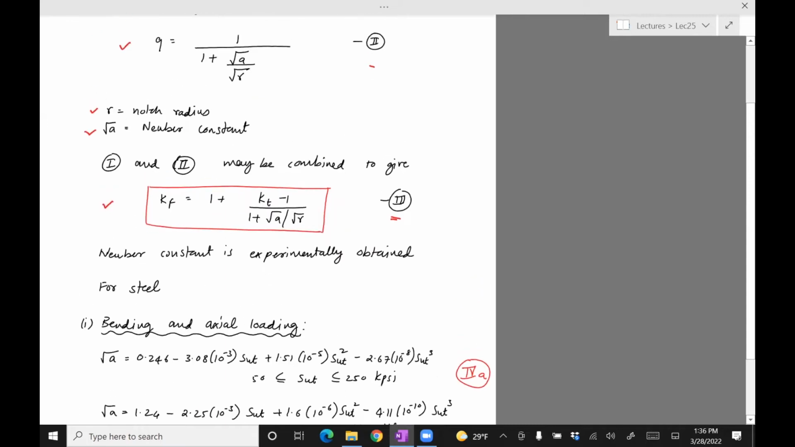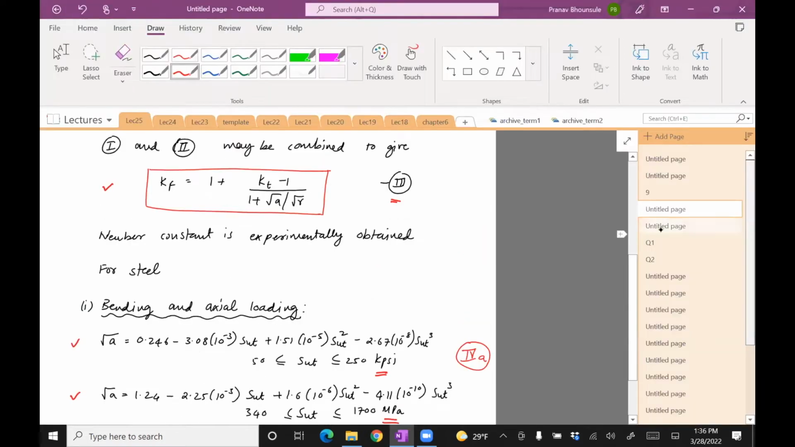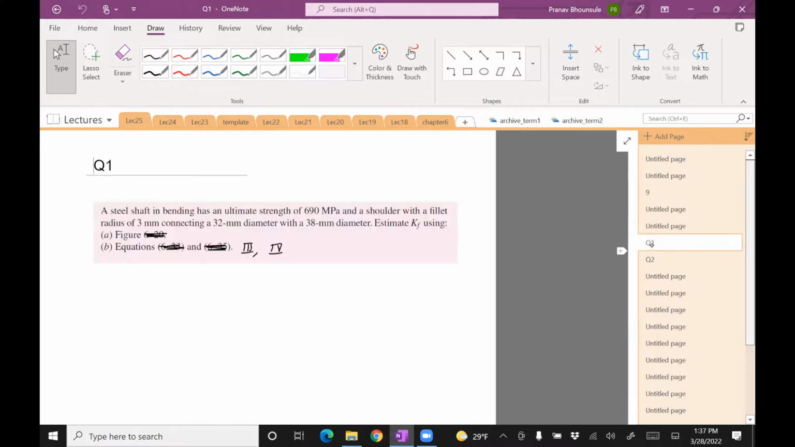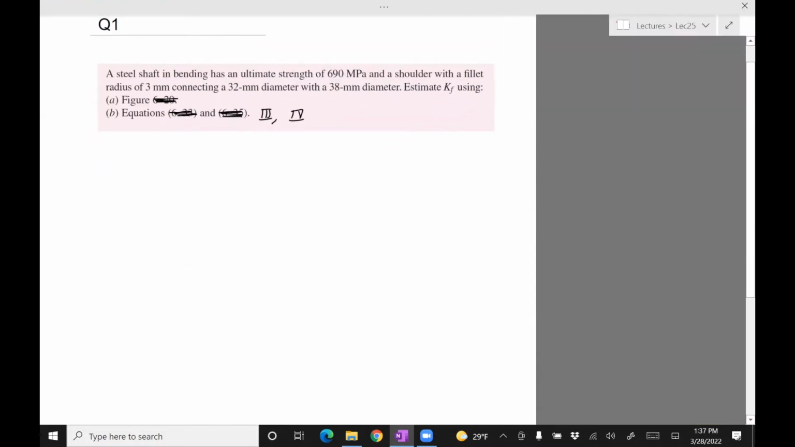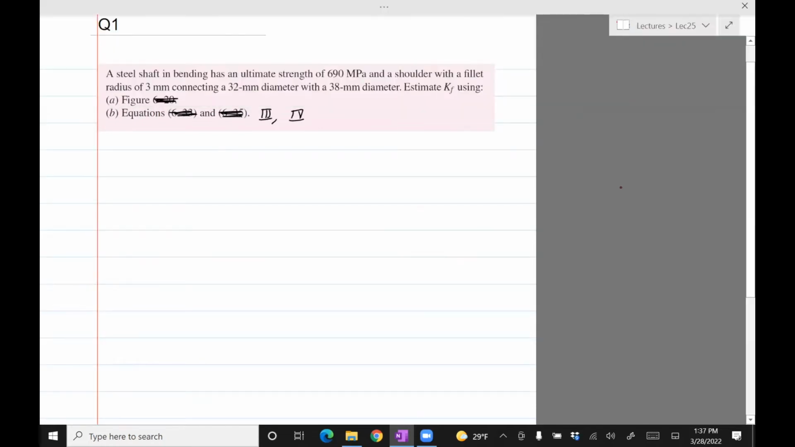Now the Neuber constant itself, there are relations. For bending and axial loads, you would use these depending on kpsi or MPa, SI units or IPS, or if you have a specimen in torsion, then you'd use a different set of values. So it's a lot of just tables, and you just need to see what to read. Okay, so what we'll do is I'll just show you how this is done using a problem. We'll solve 2 problems, and hopefully that will illustrate how to compute these things.